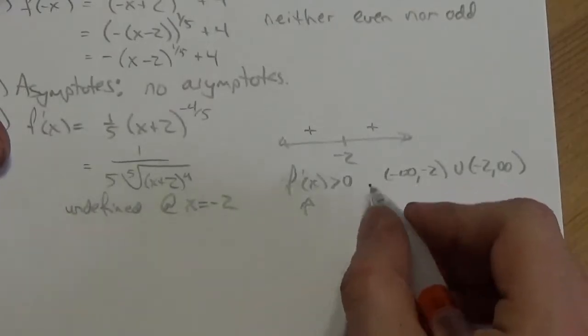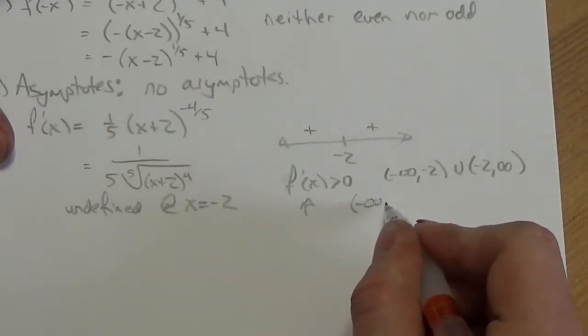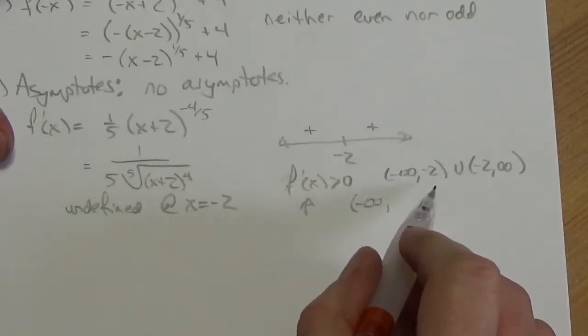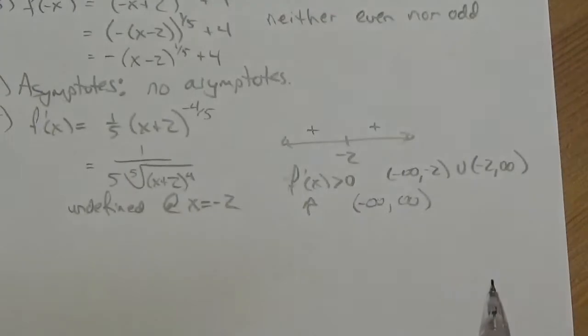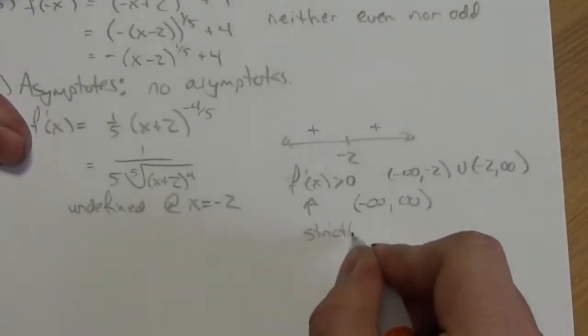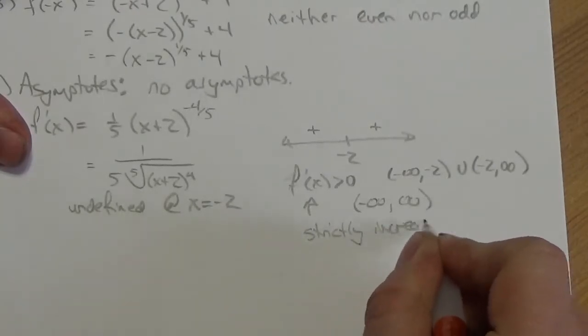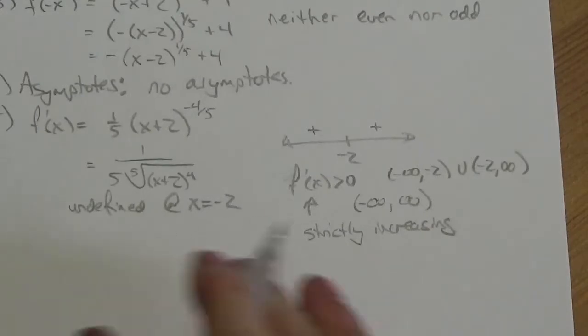So what that means is this function is actually increasing on the interval from negative infinity up to negative 2 and continuing through out to infinity. It's always increasing. Okay? I would argue this is more than just monotonically increasing. This is strictly increasing, because the derivative never has an opportunity to go to 0.